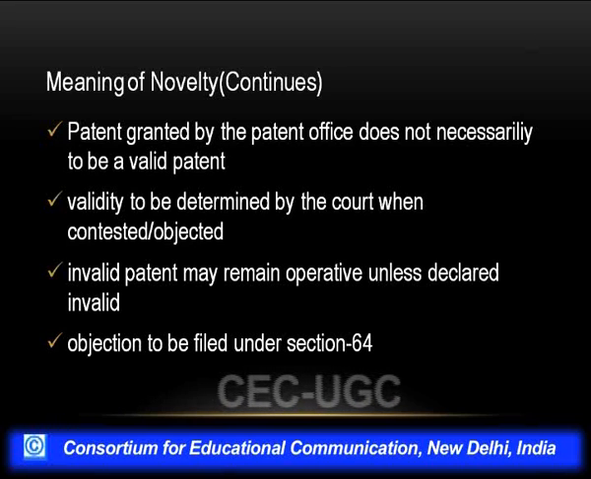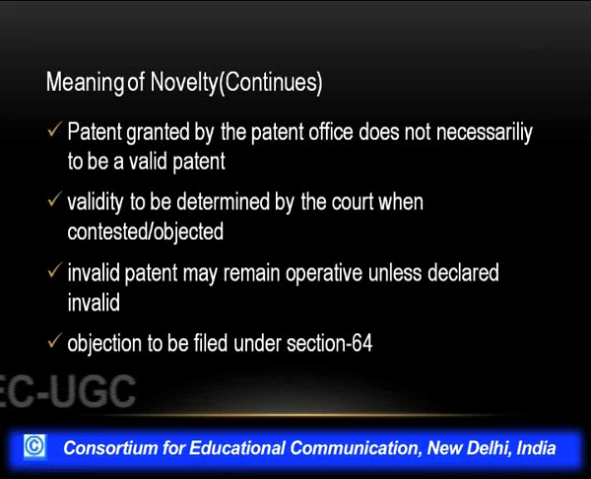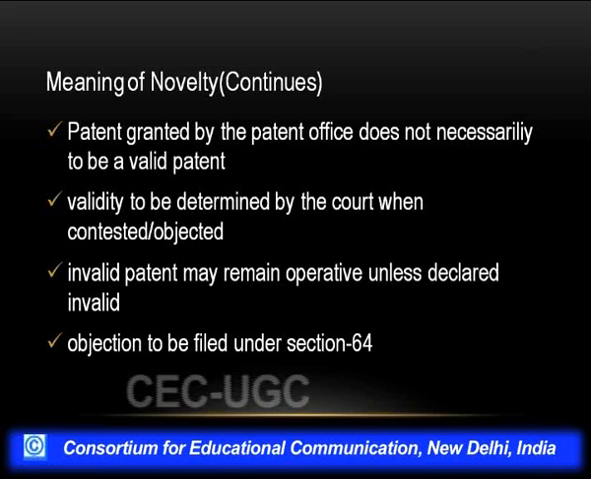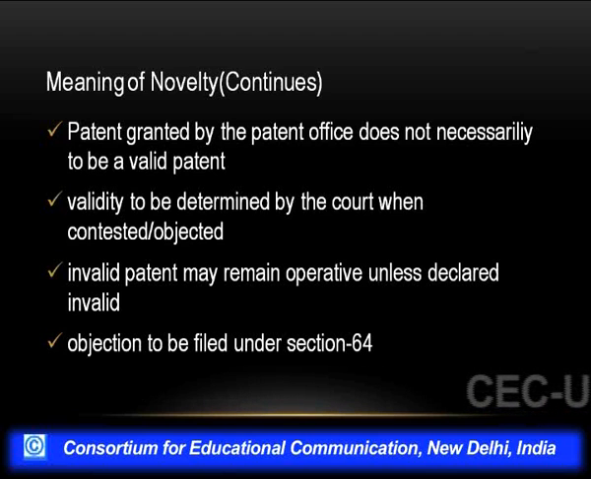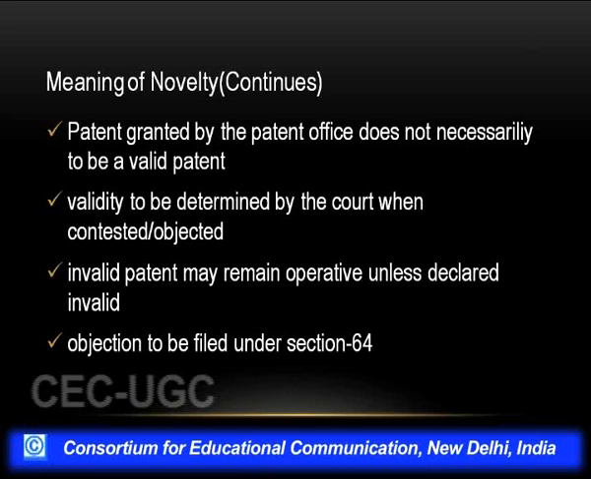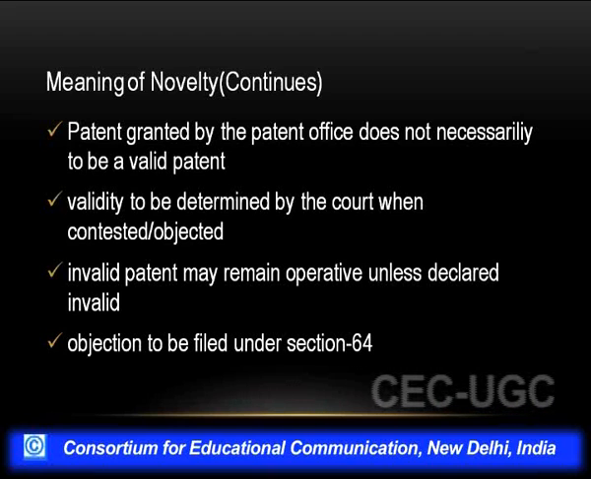Section 64, specifically clauses E and F, provides grounds to file the objection for the person interested in getting the patent declared invalid. By proving those grounds provided under section 64 E and F, the person can easily get the patent granted by the patent office declared invalid.